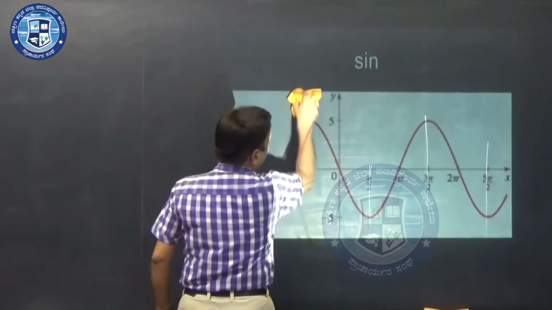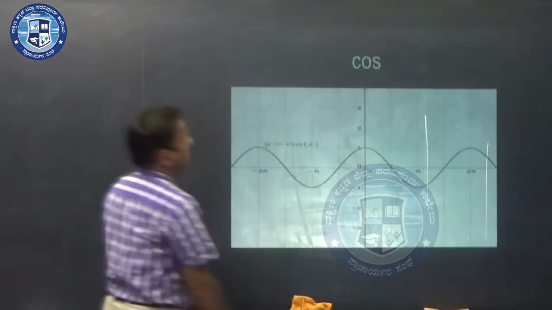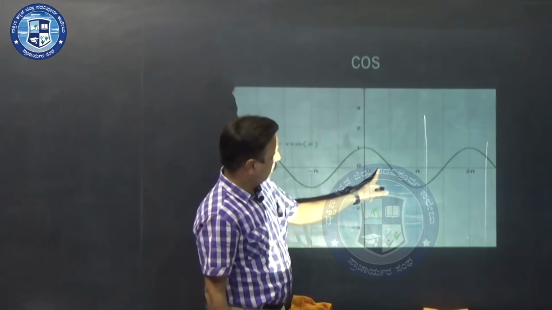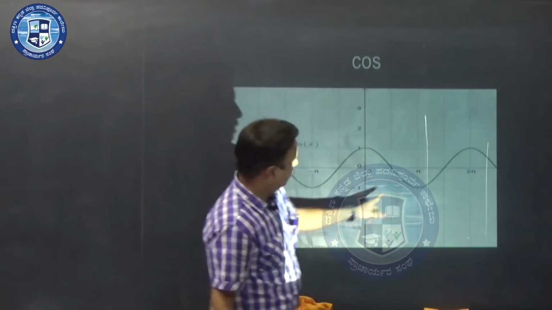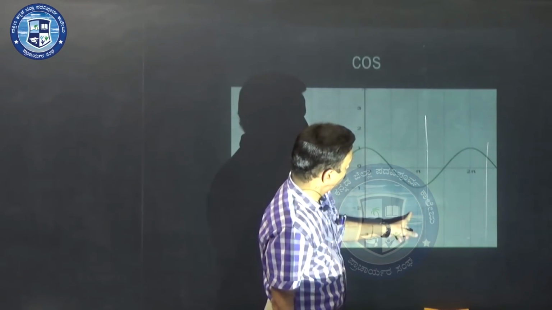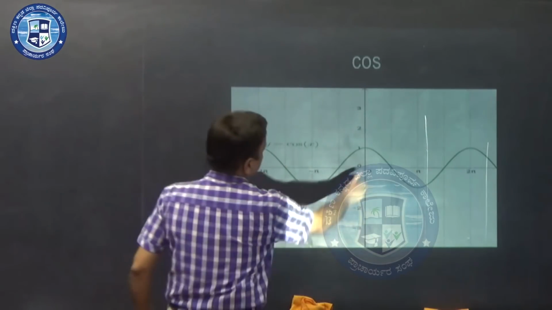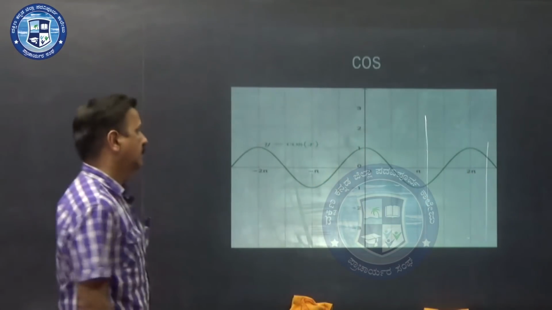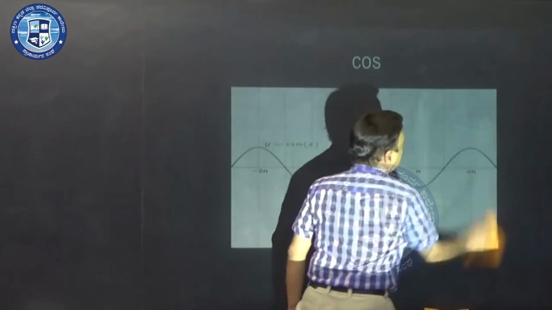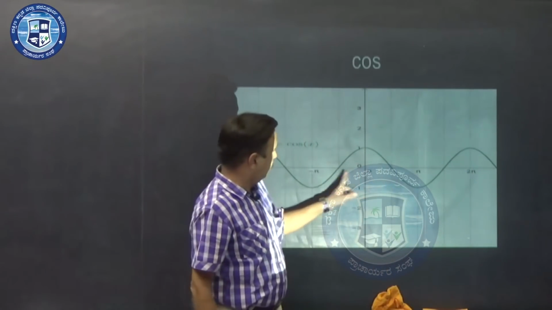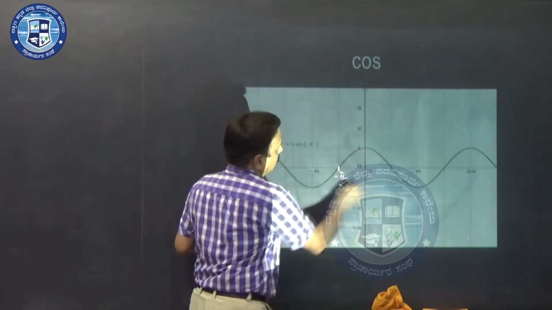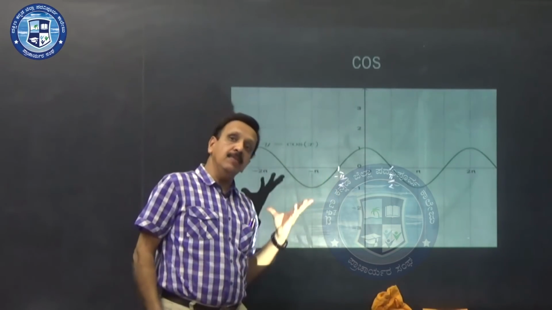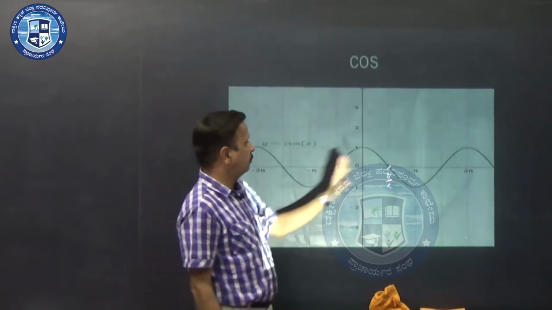Next graph, let us see cos. You find that this is a cos graph. This is 0, this is pi by 2, this is pi, this is 3 pi by 2, this is 2 pi, correct. Now, this is minus pi by 2 and this is plus pi by 2. Like how sine inverse is an angle between minus pi by 2 to plus pi by 2.